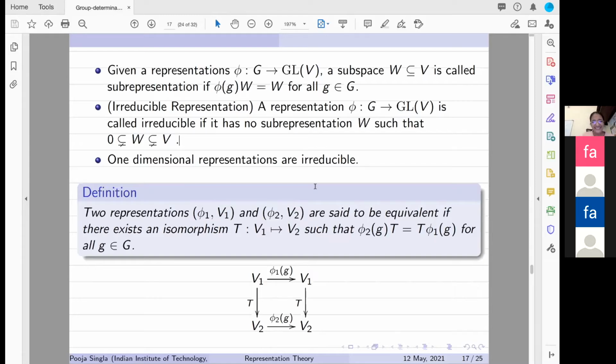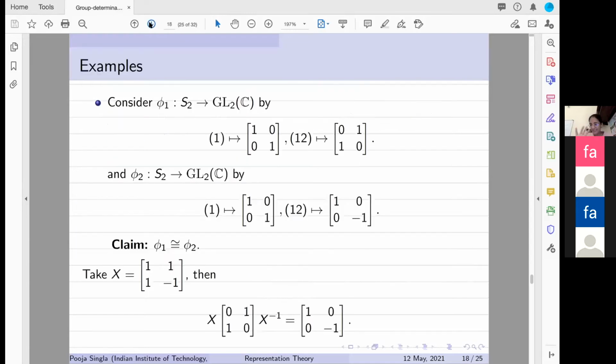Okay, so this is about equivalence of representations. Even if it's not clear, it's fine. Just remember that there is such a notion which relates to representations. You can come back and look at it later also, if you are seeing this for the first time. Now, let me give you an example just to make the point clear.